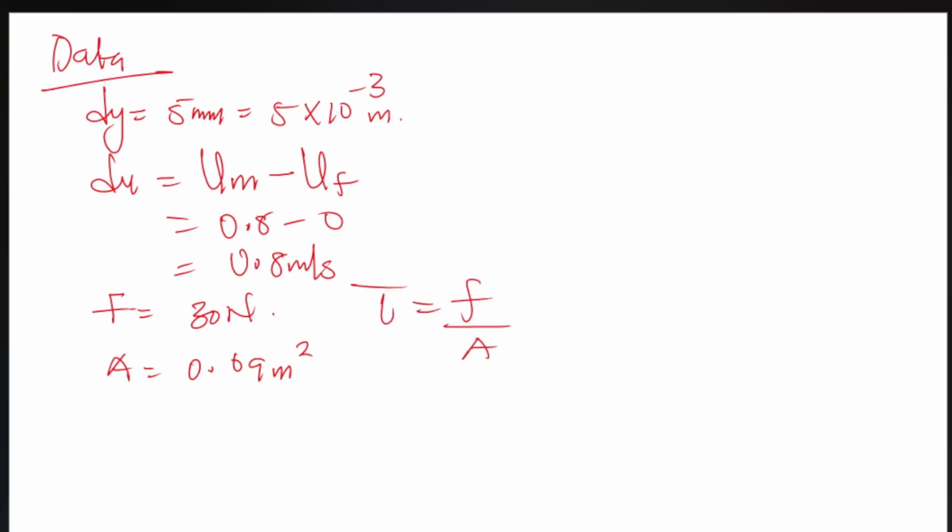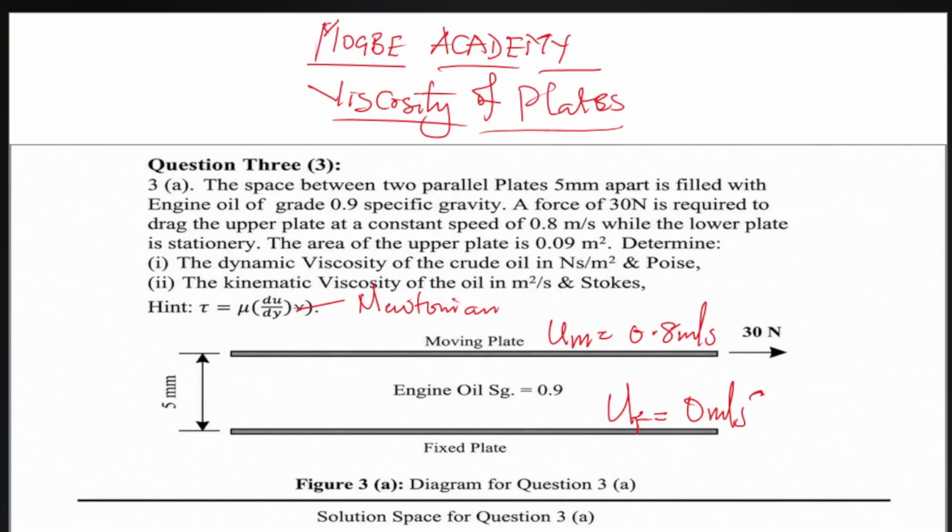Now, from what we have here, recall that tau is equal to force over area. So we have 30 divided by 0.09. Now, if you punch that on your calculator, you will simply arrive at 333.3 Newton per meter square. So you've gotten the value for your shear stress.